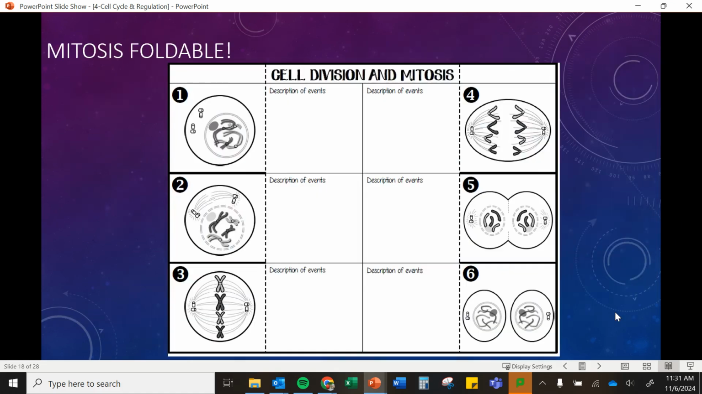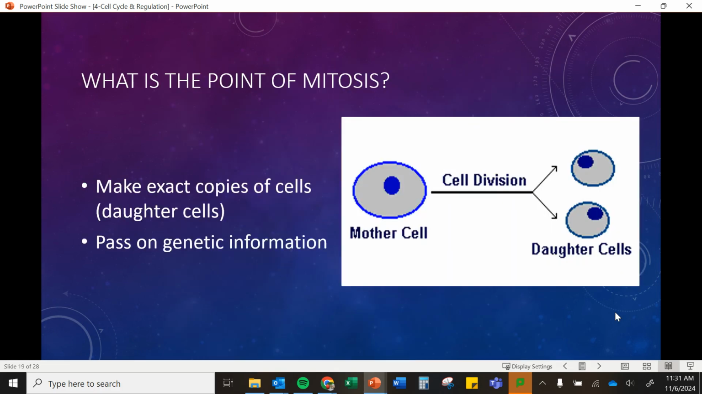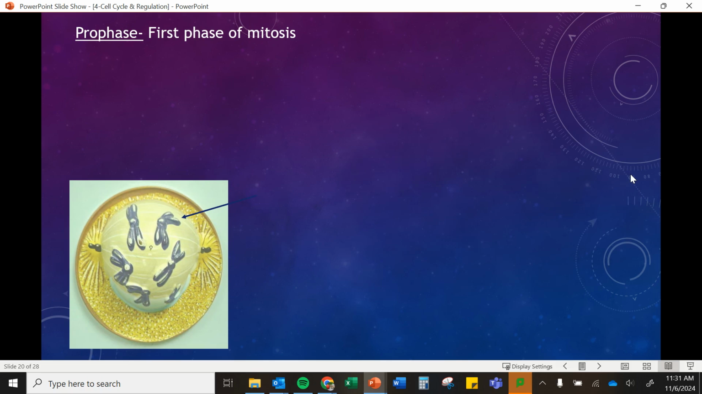We'll do a foldable in class to help us organize all the steps of mitosis. So the point of mitosis is to make an exact copy of the cell. We have 1 mother cell, and at the end of mitosis, we will have 2 daughter cells that have exact copies, passing on that genetic information. So there are 4 phases of mitosis. Prophase is the first phase.